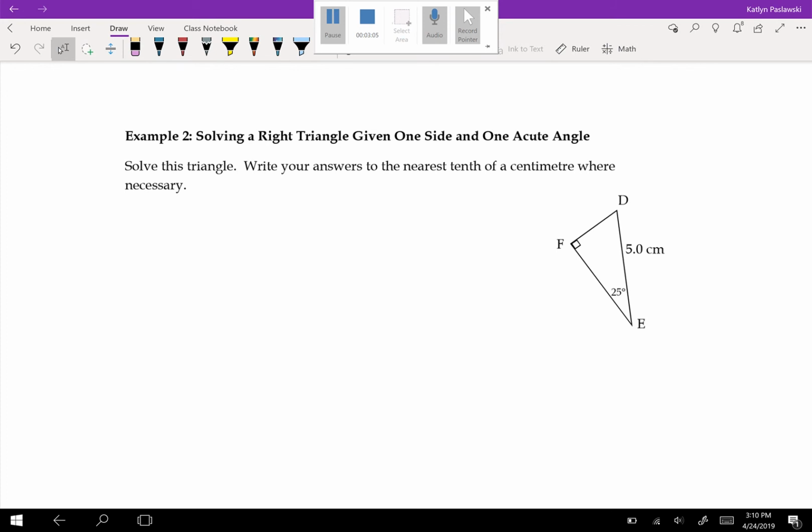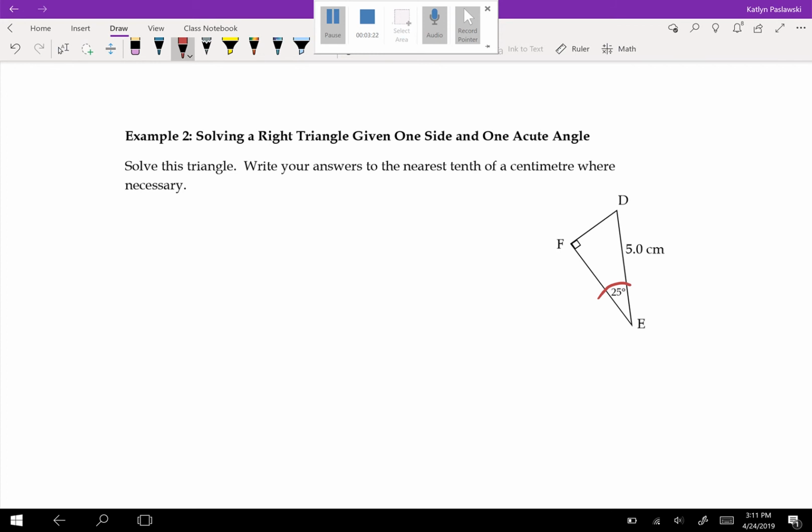Looking at example 2, we have a right angle triangle with one side and acute angle on the other. Solve this triangle, so all three angles, all three sides, with our answers to the nearest tenth of a centimeter where necessary. So in this triangle, we are given 25 degrees, we're given one acute, and the 90.